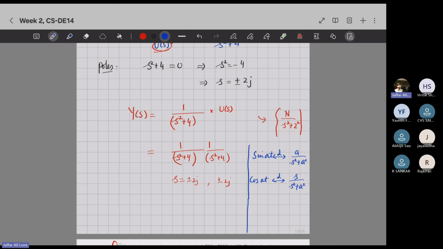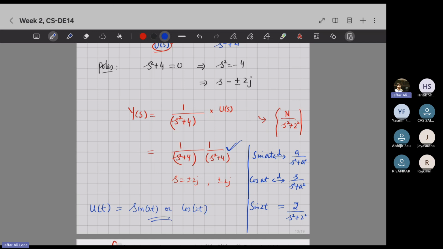So if I write something like sine of 2t or cos of 2t, what will I get? If it is sine of 2t, the Laplace transform will be equal to 2 divided by s square plus 2 square. That's what I want. Similarly, if it is cos 2t, I'll get s divided by s square plus 2 square. So if my input u of t is sine of 2t or cos of 2t, then I'll get the contribution, and the poles will become repeated.